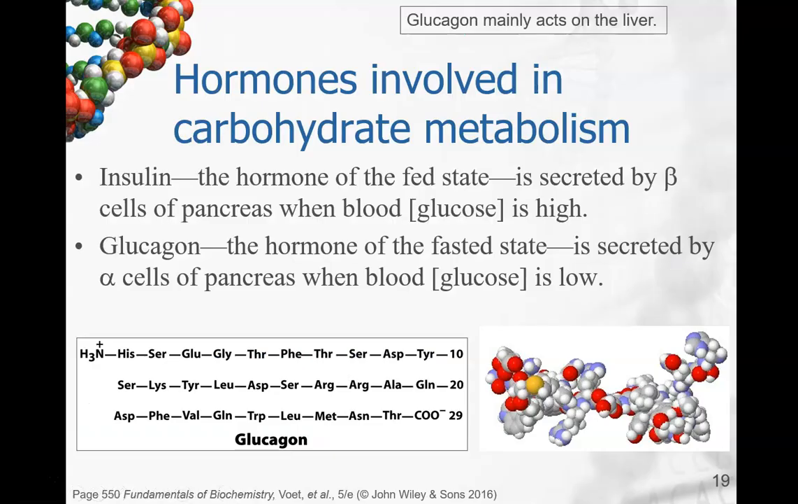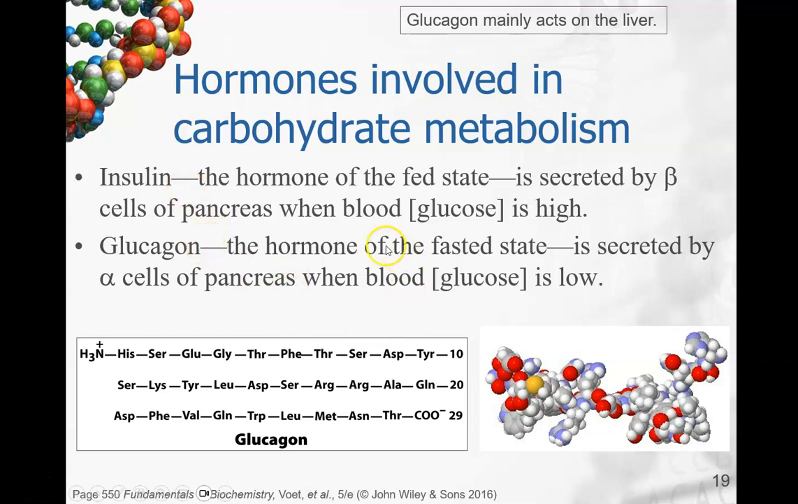So how does all of this work? This is all under hormonal control by hormones that are sensitive to blood glucose levels. So when you are fed, your pancreas has beta cells that will secrete insulin. They have a little glucose sensor. So when blood glucose is high, the beta cells of the islets of Langerhans in the pancreas will detect this, and insulin will be secreted.